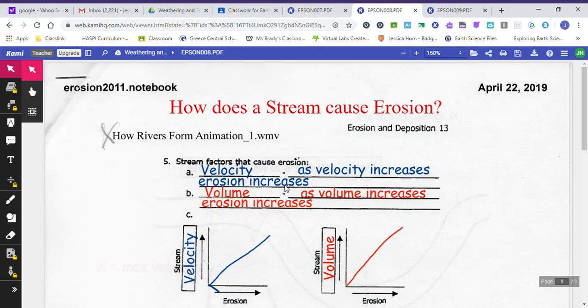I want you to make two graphs that go with these two factors. The blue one says velocity, and that is a direct relationship. It shows that as velocity increases, the rate of erosion will also increase. And the same with the red graph. I want you to put volume on the x-axis, and as volume increases, the rate of erosion is going to increase.